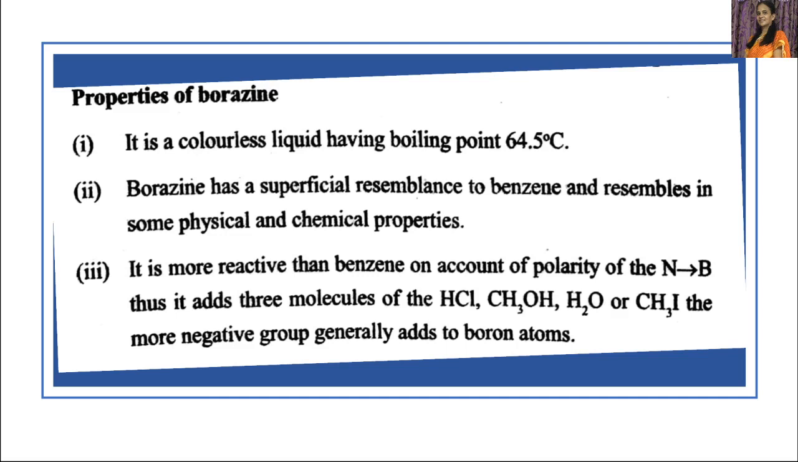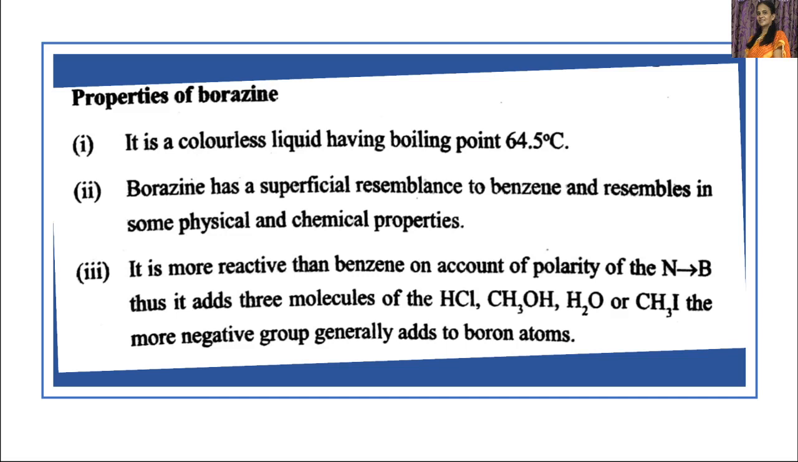In benzene the molecular formula is C6H6. There, CH bonds and CC bonds are present. In the borazole ring, a nitrogen to boron bond is present. This is a coordinate covalent bond. Thus, it adds three molecules of HCl, methyl alcohol, H2O, methyl iodide, etc., because of this particular polar nitrogen and boron bond which is present in borazole.